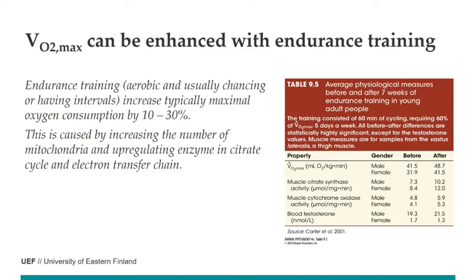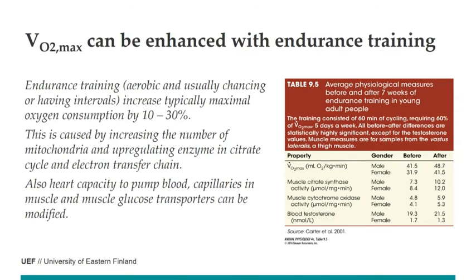But there are also some system level changes. The heart's capacity to pump blood is increased. There are more capillaries in the muscle, and there are more glucose transporters in the muscle cells. So you can get more oxygen in the cells, you can get more glucose in the cells, and that's why you can produce more ATP with your increased number of mitochondria.